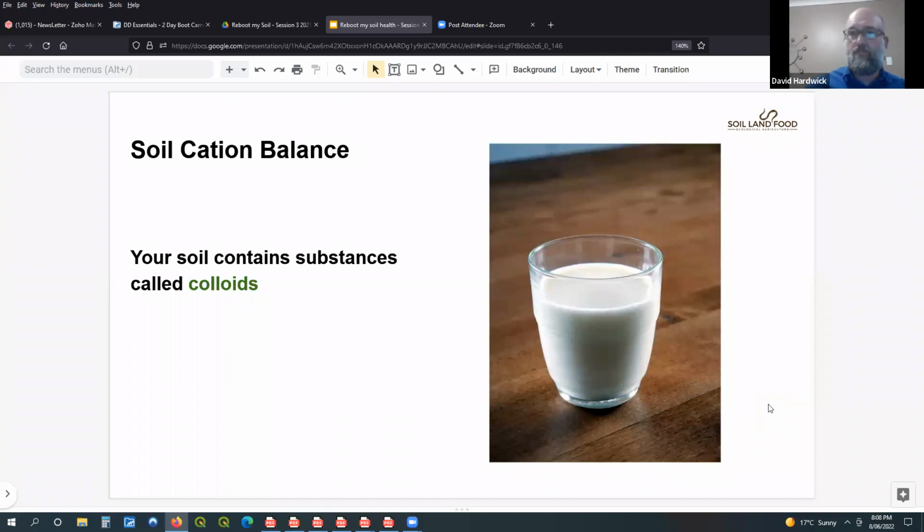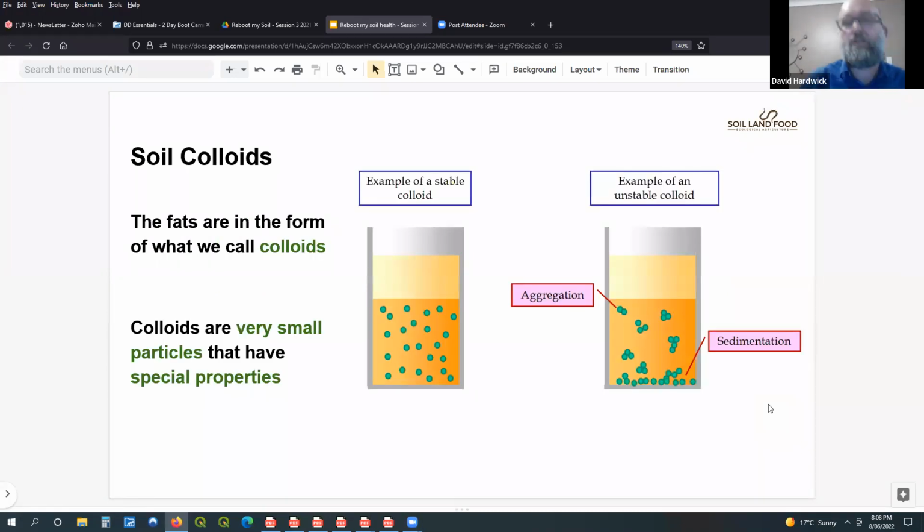If anyone wants to punch something into chat, feel free, but because of time, I'm going to keep going. The main ingredient you buy when you buy milk is water. So if you thought it was calcium, then you've just been conned by the marketing ads. The main ingredient is water. So the question is, why is the water white? Why is the milk white?